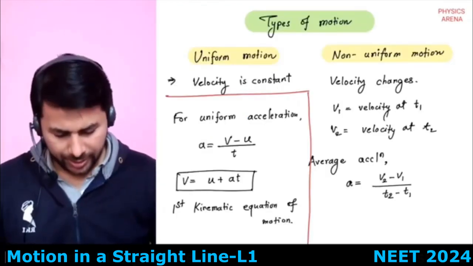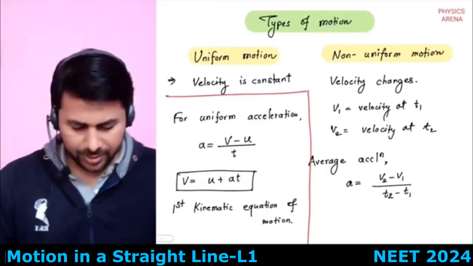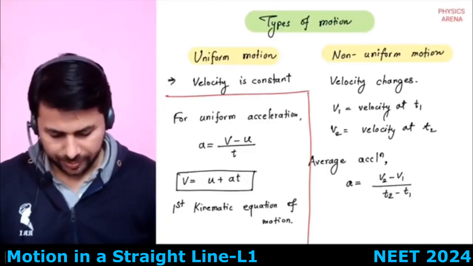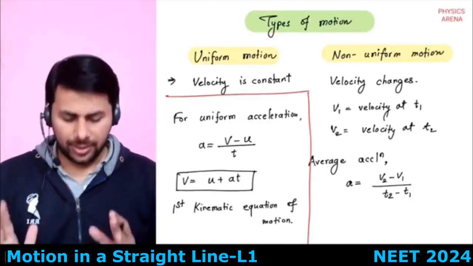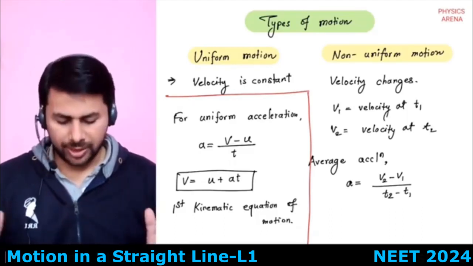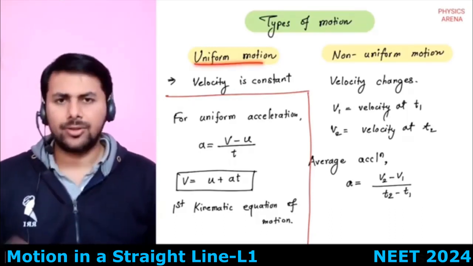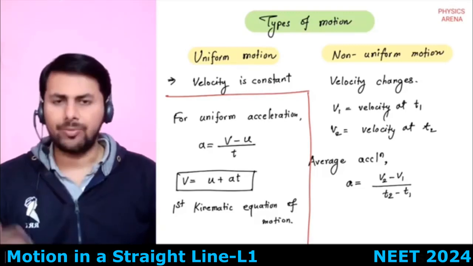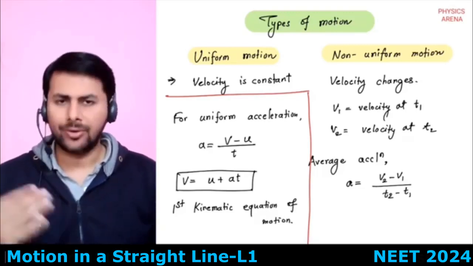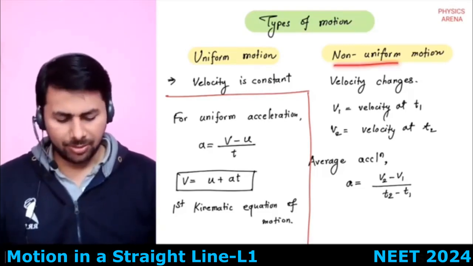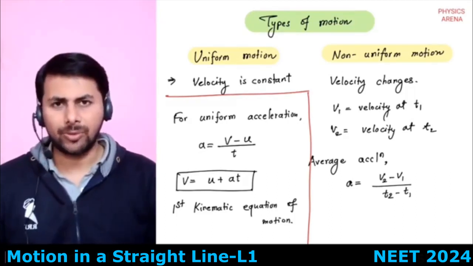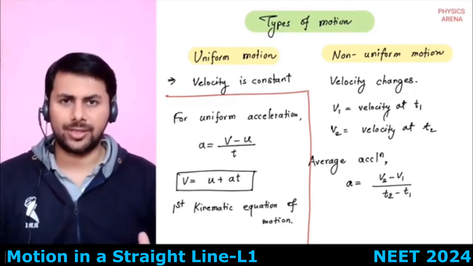So we studied motion a little bit. Next, let us see some types of motion. So what are the types of motion? One kind of motion can be uniform motion, when your velocity is constant. The other kind of motion is non-uniform motion, when your velocity is changing.